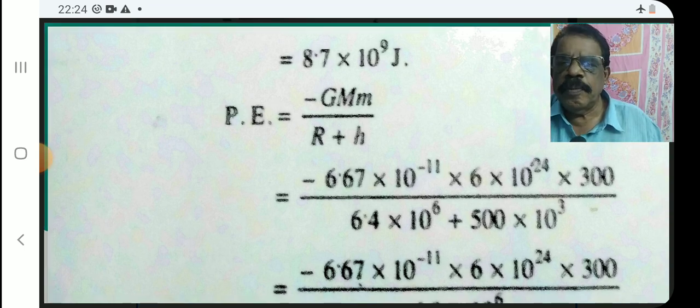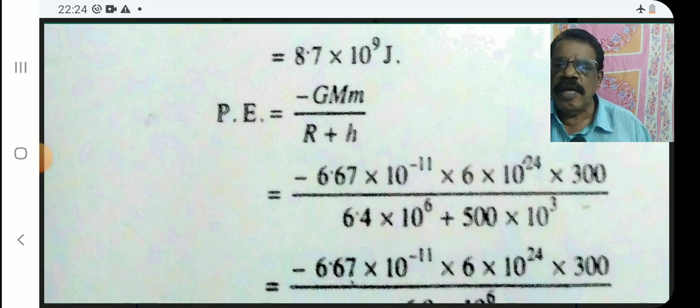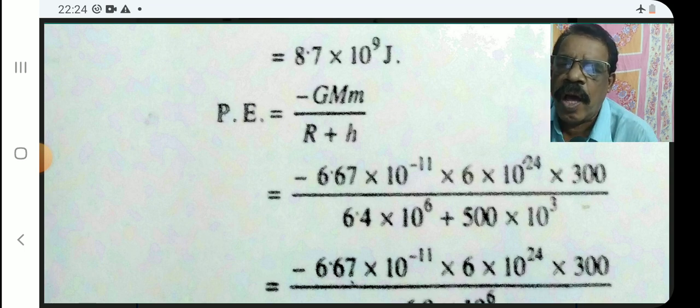Now potential energy. Potential energy is minus GMm by small r.